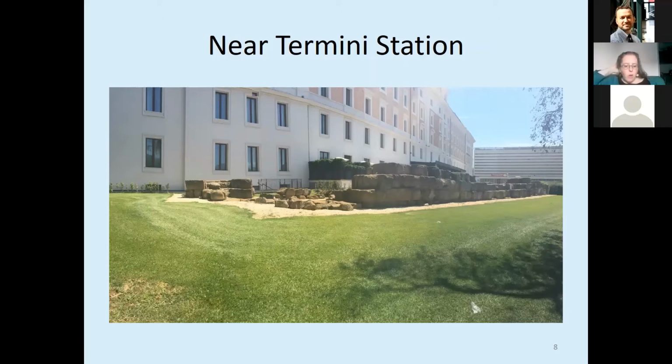So the walls, at least the piece at Termini Station, are part of this blending of the ancient and modern into the landscape that we see in Rome.